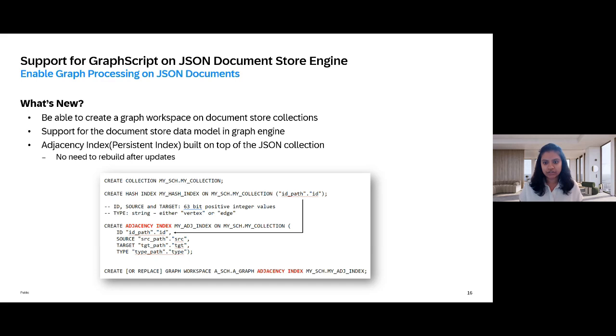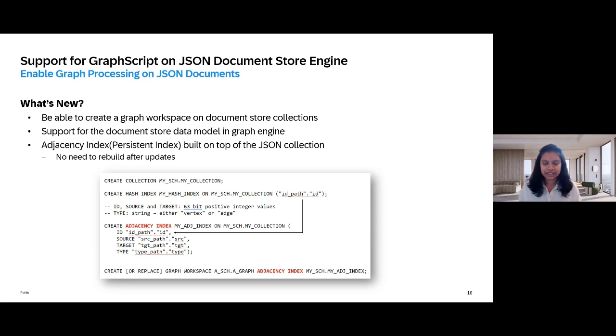And for this sake, to define a graph on a collection, an adjacency index must be defined first. The adjacency index here specifies the names of the type, the ID, the source, and the target fields. The graph workspace definition would then just make a simple reference to this adjacency index that we would create in the beginning.